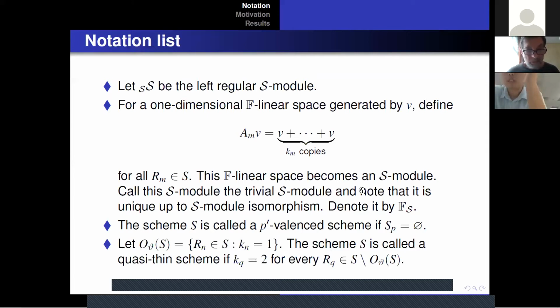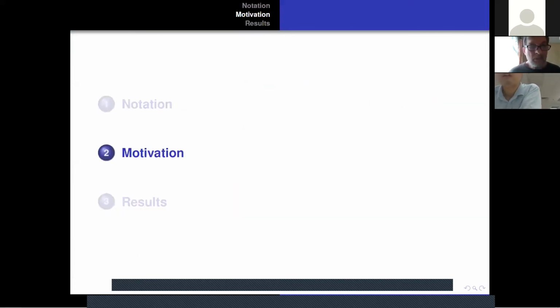Now we consider the thin radical. What is the thin radical? The thin radical is just the collection of all relations whose valencies are exactly 1. And the scheme S is called a coordinating scheme if for every R_q belonging to S over O_theta(S), the valency of R_q is just 2. So these are the notations.